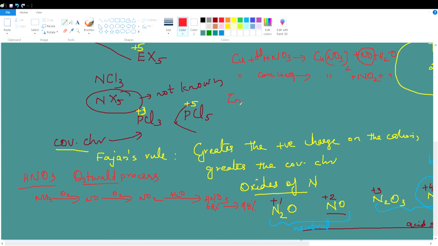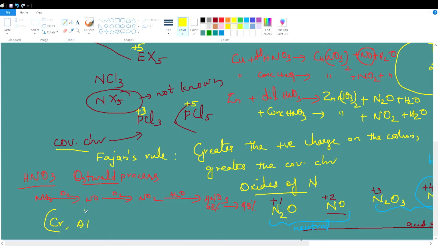Similarly, the products of zinc with dilute and concentrated HNO3, you need to note carefully and study. Zinc and dilute HNO3 give zinc nitrate plus N2O, nitrous oxide, plus water. But when zinc reacts with concentrated HNO3, the product is zinc nitrate, and instead of N2O we get NO2 plus H2O. So the product depends on the concentration of the nitric acid. Nitric acid reacts with most metals except the noble metals, that is gold and platinum. Chromium and aluminium, you also note down, do not dissolve in HNO3 because of the formation of a passive oxide film on their surface.